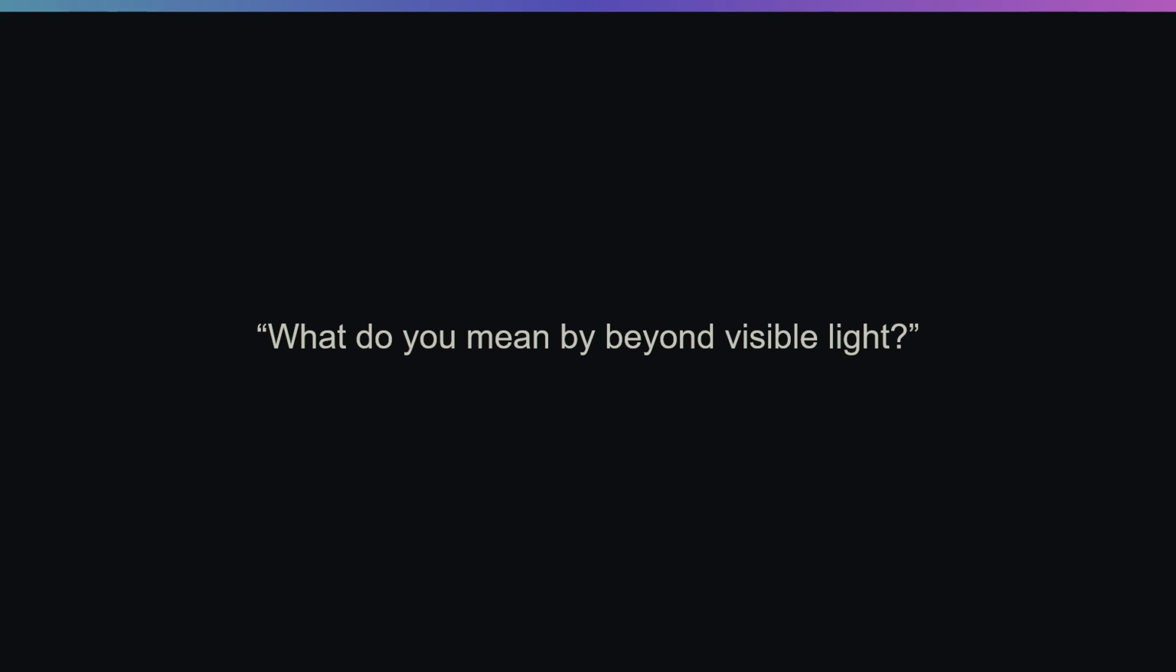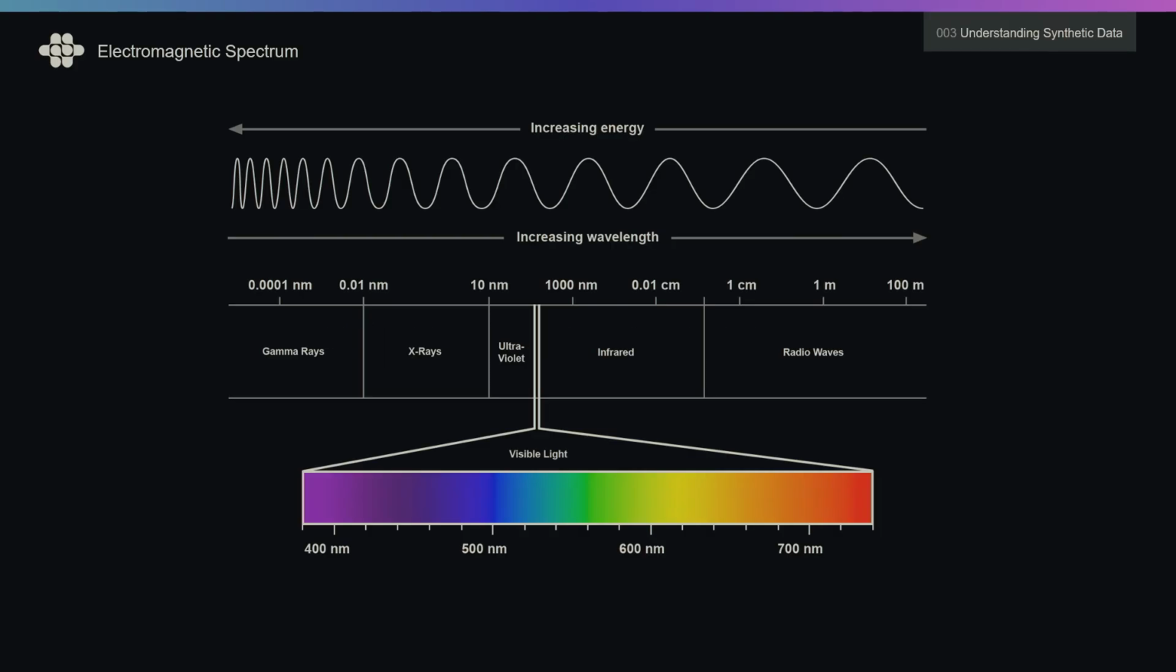Okay, so getting back to the topic at hand, what do we mean by beyond visible light? As most of you are probably aware, light is a type of electromagnetic radiation that exists on the electromagnetic spectrum, which encompasses a really broad range of frequencies and wavelengths.